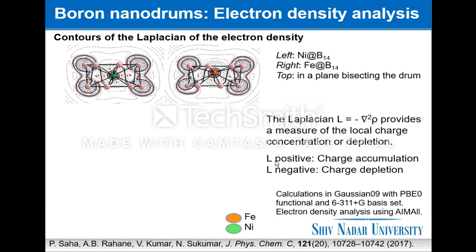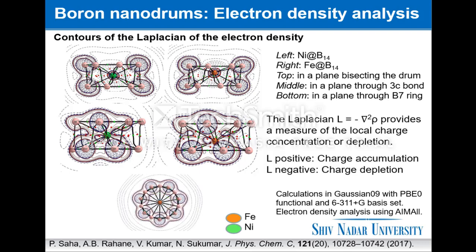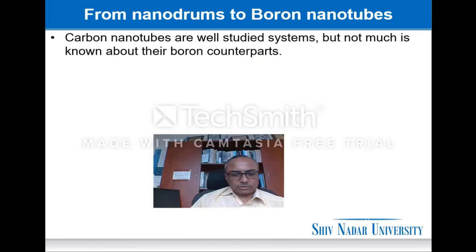Here we see contours of the Laplacian of the electron density in different planes for nickel in B14 and iron in B14. As you know, the Laplacian provides a measure of the local charge concentration or depletion, with positive L corresponding to charge accumulation and negative L to electron depletion. These plots again distinguish the largely covalent bonds along the rims from the electron deficient multicenter bonds connecting the two rims. Next, we progress from boron nanodrums to boron nanotubes.